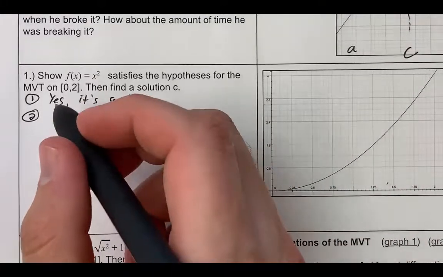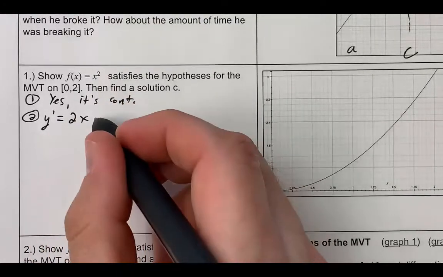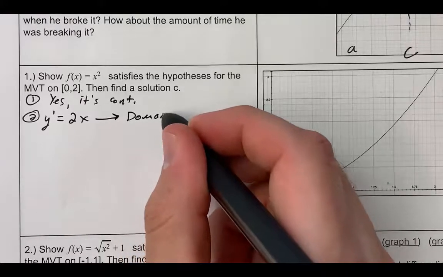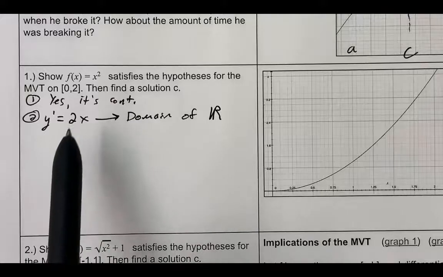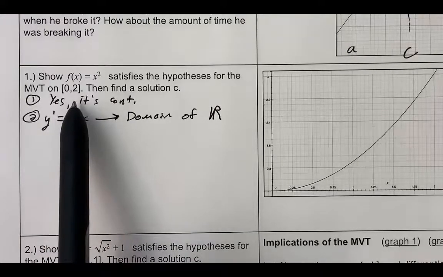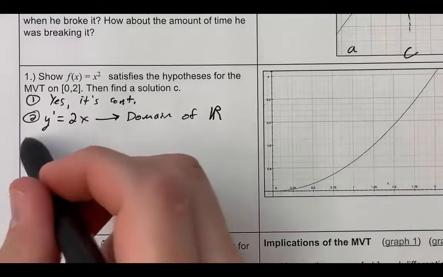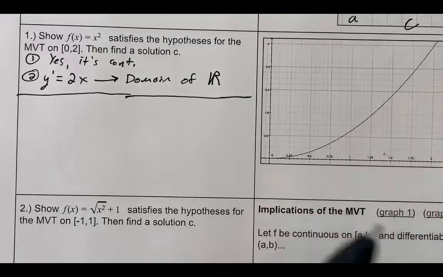Real quick, how could you prove that? If you found the derivative, you'd find that it was 2x. 2x has a domain of all real numbers. Because the derivative always exists, it must also exist on the interval from 0 to 2. Okay, so we're good there. It does satisfy the hypotheses of the mean value theorem. Next part, we need to find that solution c.